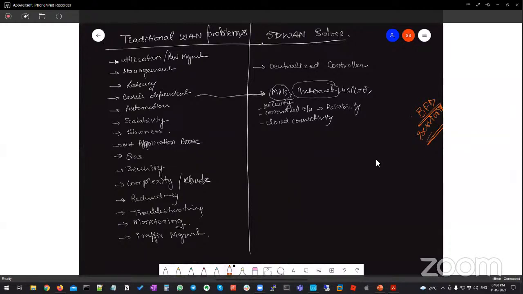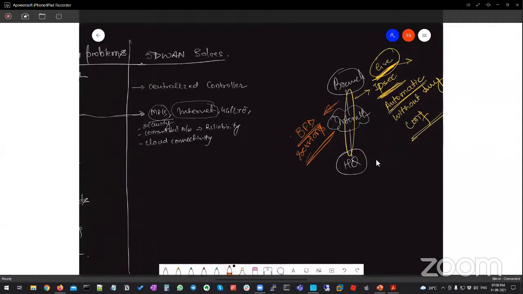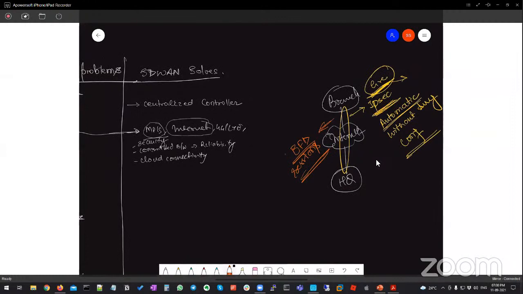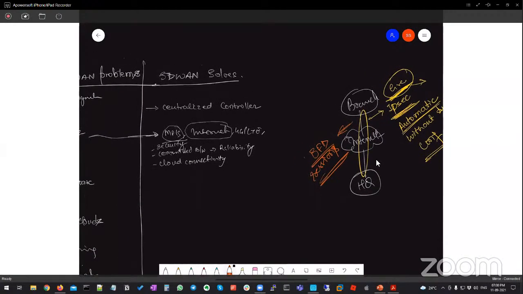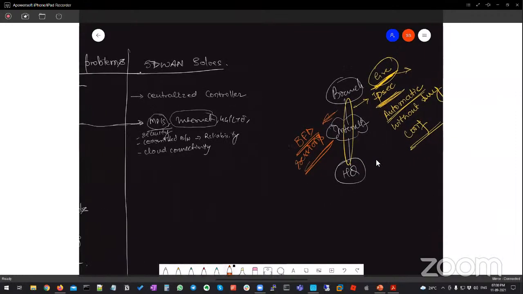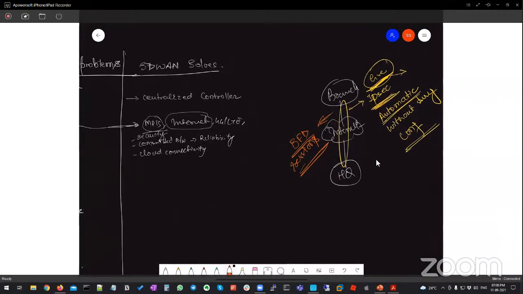With MPLS, you are taking a private circuit from your service provider, right? Which is not exposed to eavesdropping over the internet, where hackers are eavesdropping. So that's why it is secure. But now, over the internet also, your SD-WAN solution is going to provide you automatic tunnels and automatic configuration of IPsec. So that is one of the features it provides. Okay.